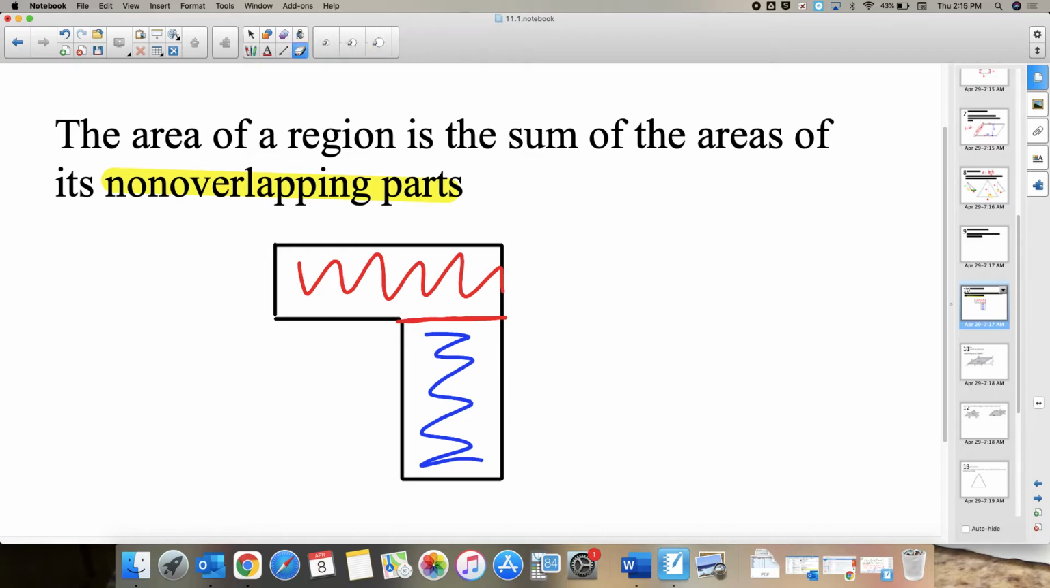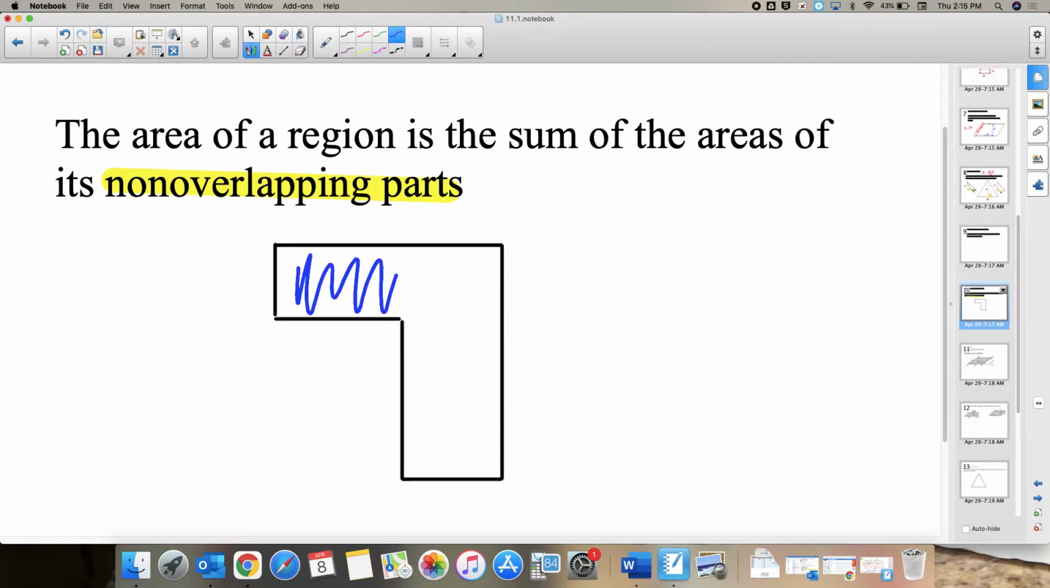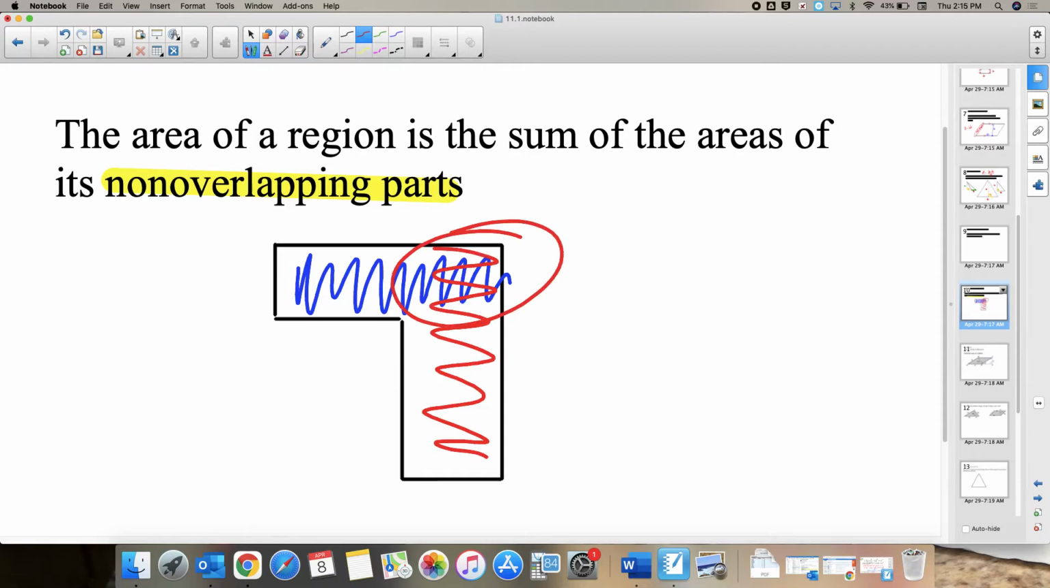What that non-overlapping parts means, what I cannot do, I cannot find the area of the whole top rectangle and then go and do the entire right-hand rectangle because these two overlap. I'm counting it twice. I cannot do that.